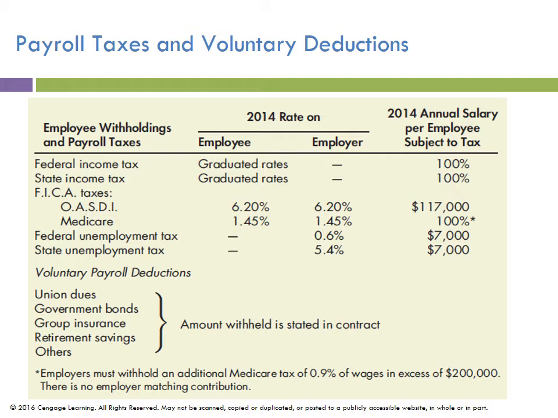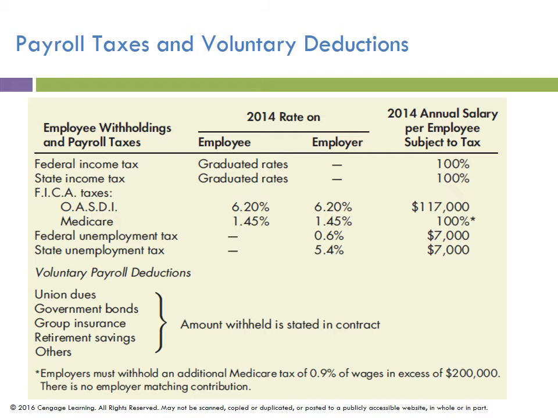0.6% of the first 7,000 of an employee's wages. So each employee they look at, once each employee reaches 7,000, they stop using those wages to calculate federal unemployment. Same with state. State's usually about 5.4%, so that's the rate they use here. And it's also the same rule. It's an employer tax normally, and it's based on the first 7,000 of an employee's wage.